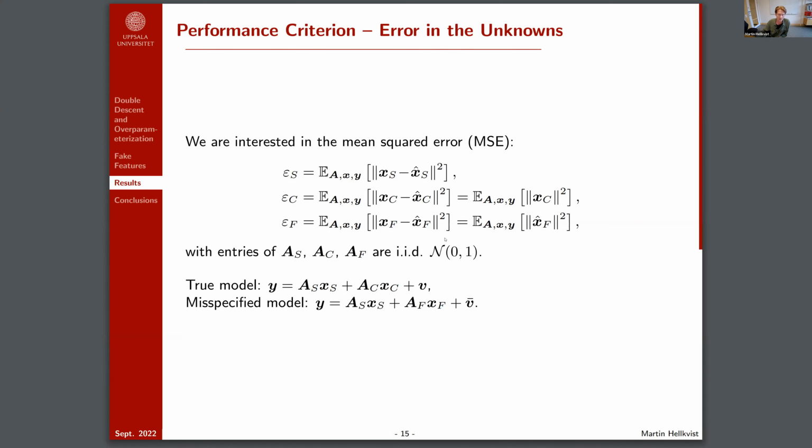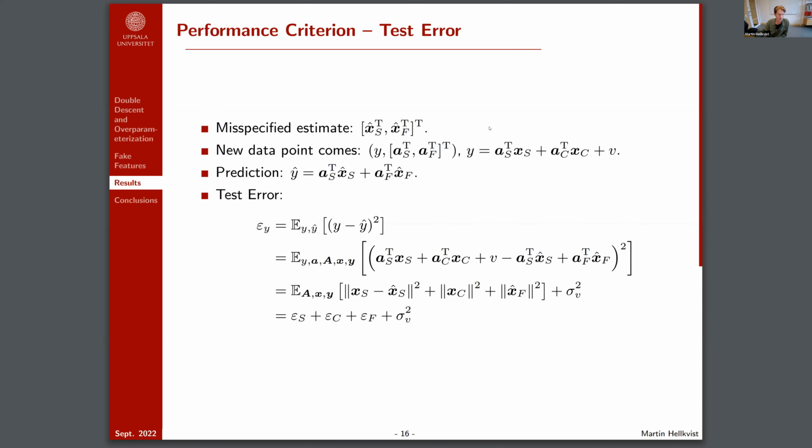Furthermore, we also model the feature matrices as standard Gaussian matrices. And so you see that they are also included in this expectation measure that we take here. So it's not only the expectation over the distribution of the system parameters X and the data Y, it's also the features A. Then we also consider the performance criterion of the test error, so the output MSE, in terms of this misspecified estimate that we obtained using our misspecified model and the misspecified estimator.